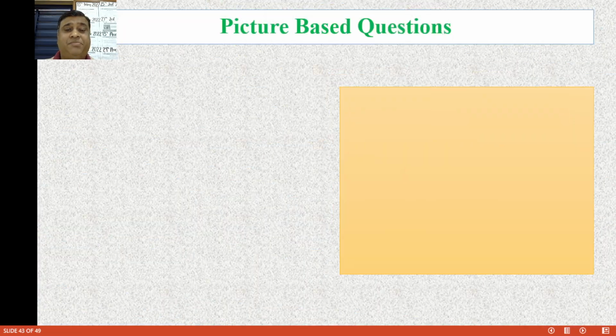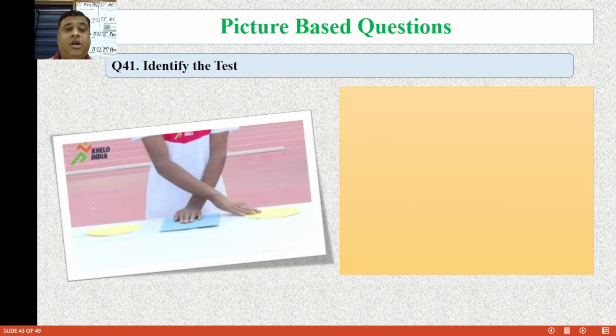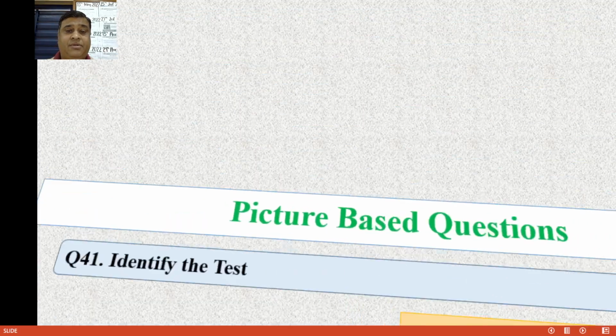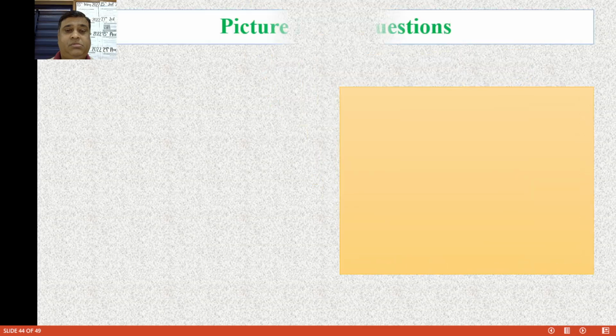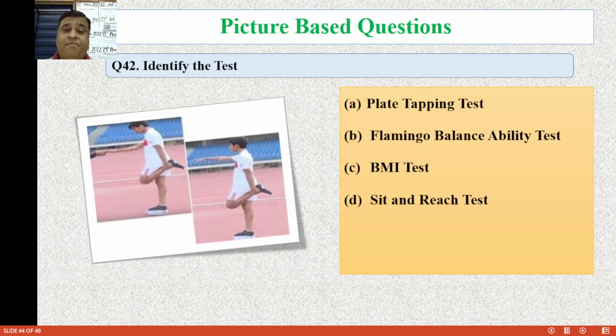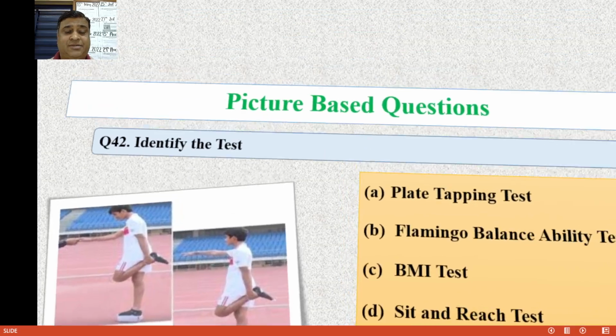Now the next part is picture-based questions. Identify the test: plate tapping test, flamingo balance ability test, BMI index test, or sit and reach test. Now that is the plate tapping test. Question number 42. Identify the test: plate tapping test, flamingo balance ability test, body mass index, or sit and reach. Now the correct option is B, flamingo balance ability test.